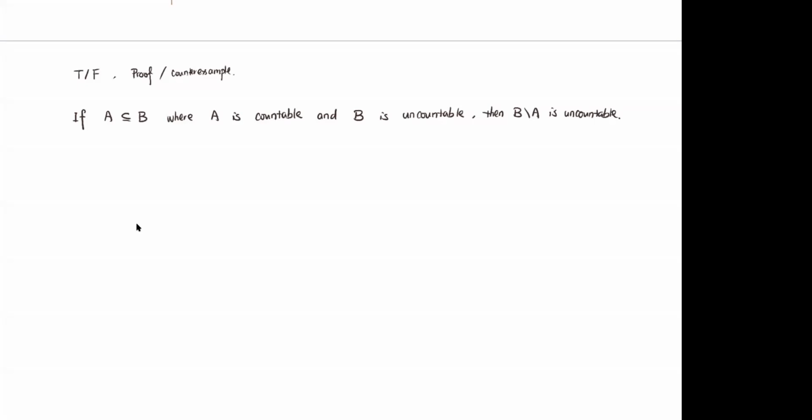Okay, do you guys think it's true or false first? True? Yes, it is true. Okay, now try to prove it. It is true. So if you think it's false, it is true. So we don't need to try to find.